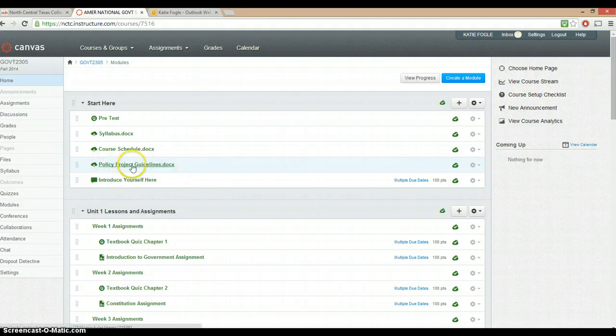The policy project guidelines, you should also put those somewhere you can get to them and start thinking about a topic that interests you. The policy projects have to be something affiliated with American national government. But you have a lot of free rein. So if there's something that interests you, perhaps something connected to your hobbies or your major or something like that, that might be something that you want to learn more about, and that might be a good policy project topic for you.